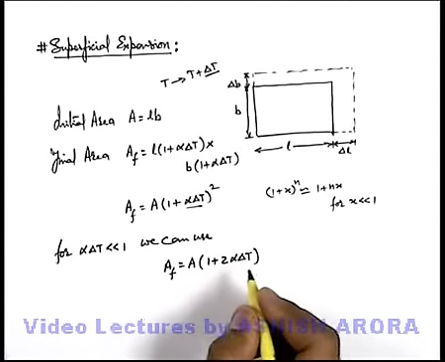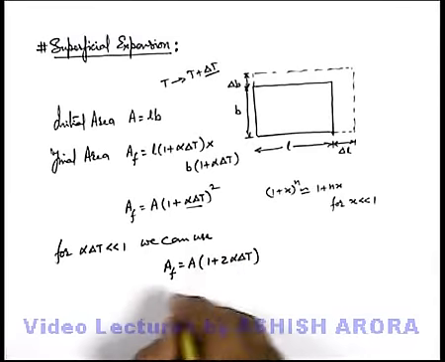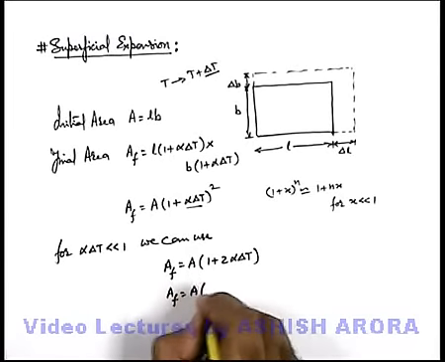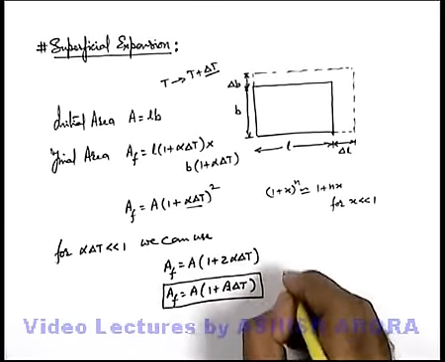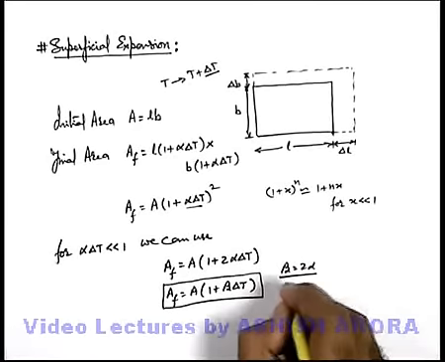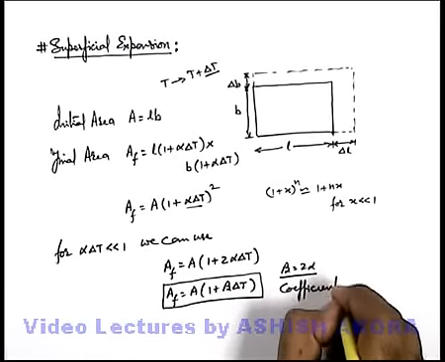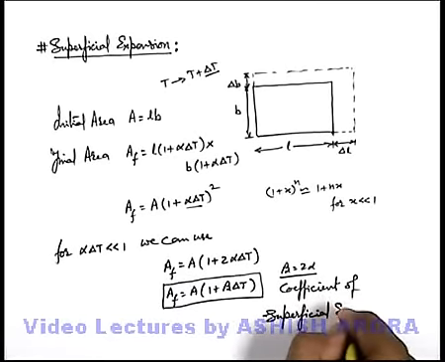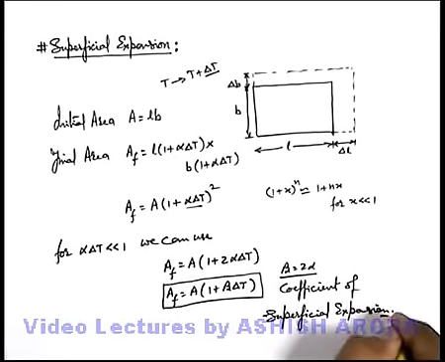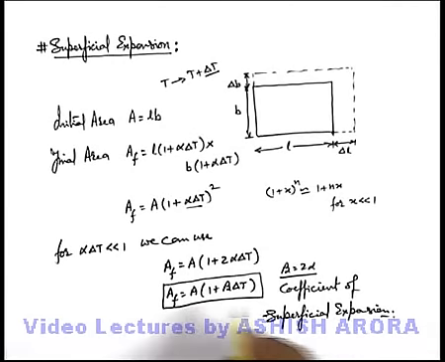Here this 2 alpha is again a constant which can be replaced by another constant beta, which can now be written as 1 plus beta delta T. And here we can write beta is equal to 2 alpha, which is termed as the coefficient of superficial expansion. This is the relation we use for different types of objects having some specified surface area which changes on increasing temperature.